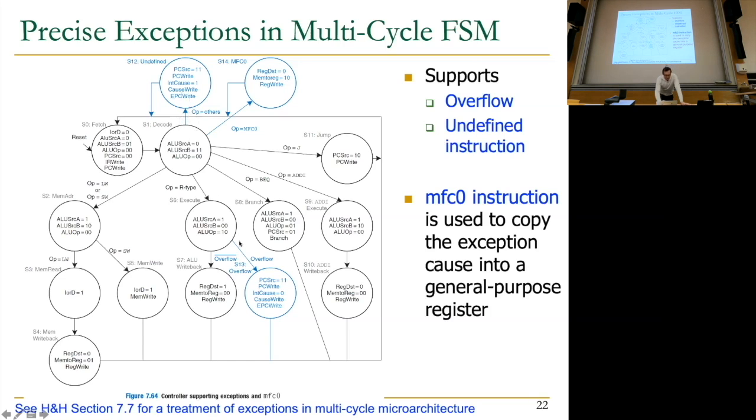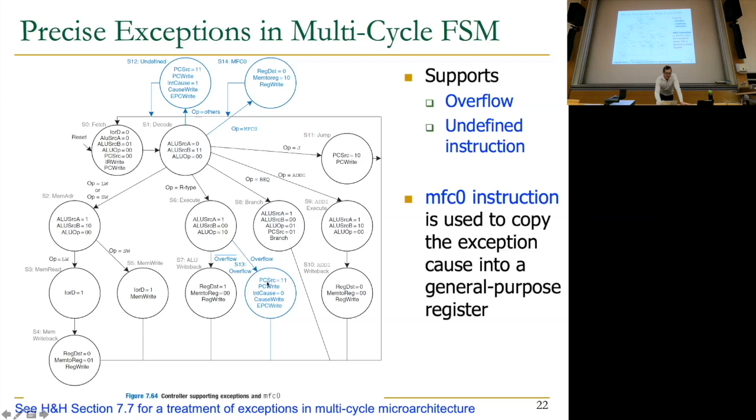Let's take a look at another exception over here. So this happens when you have an R-type operation. And when you have an R-type operation, you have the ALU result over here. If there's an overflow, you go to the overflow state. If there's no overflow, then you go to the write-back state. So if there's an overflow, you go to a special state where you don't write to the register, as you can see, right? So this is the overflow.